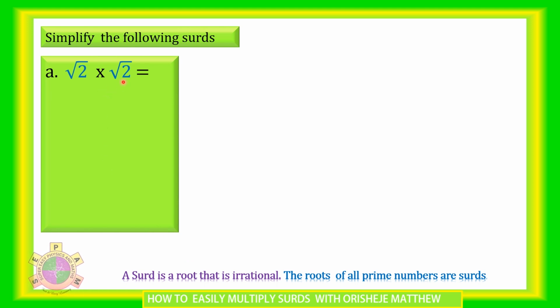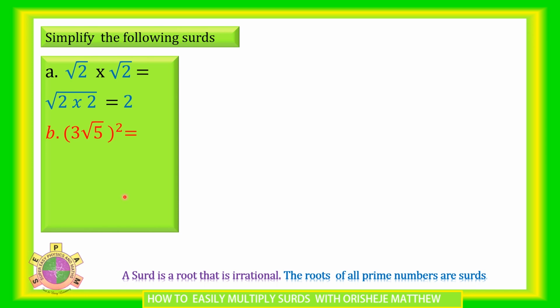Square root 2 multiplies root 2. Whenever you multiply identical roots, the answer is the number in the root. So square root 2 multiplied by square root 2 is like saying the square root of 4, which is 2. So the root of 5 multiplied by the square root of 5 is 5. Square root of 6 multiplied by square root of 6 is 6. Square root of 7 multiplied by square root of 7 is 7. Square root of 13 multiplied by square root of 13 is 13.